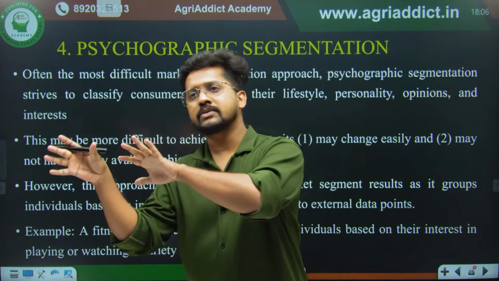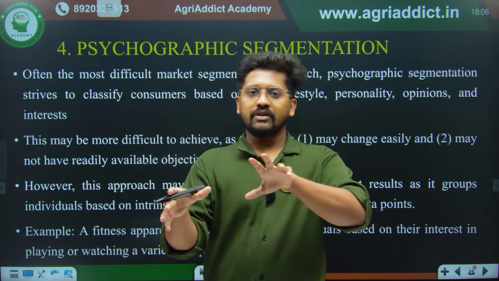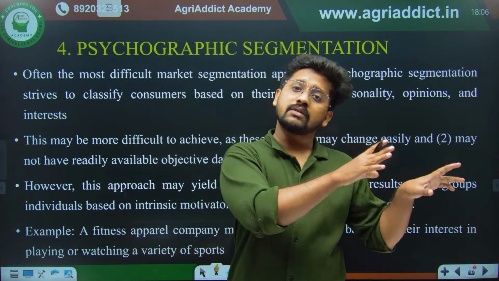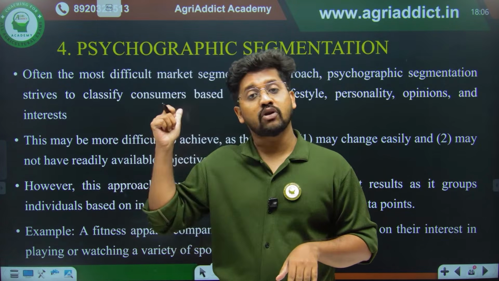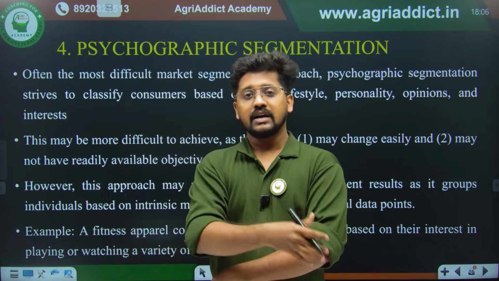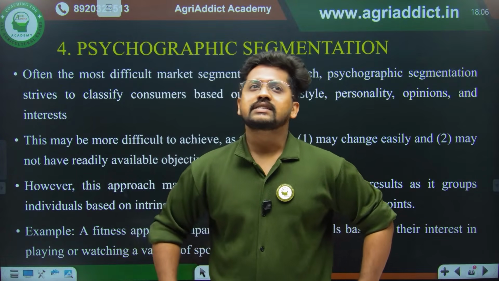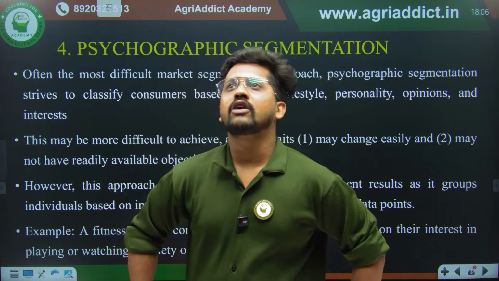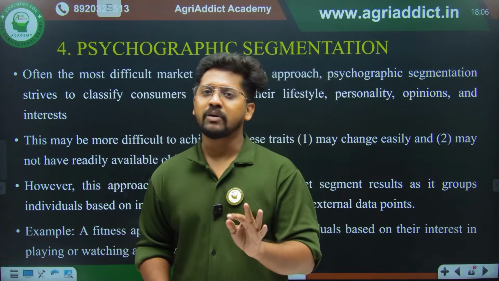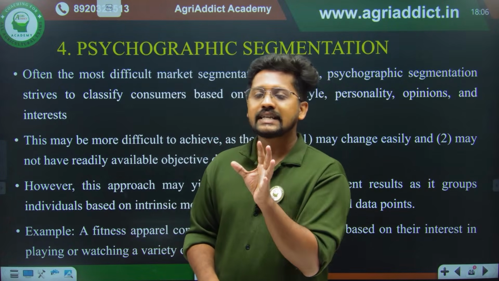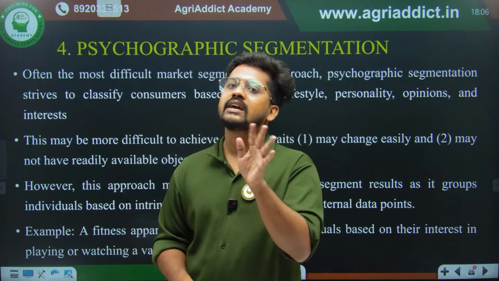When we are proceeding from demographic and geographic to behavioral and psychographic, psychographic is actually the most common. When we are evolving from one to another, everything is becoming complex, and psychographic is the most complex. It's really difficult to execute, but if it is a success, it is the best segmentation that we can adopt. But it is really difficult, because data obtainability here is really difficult.